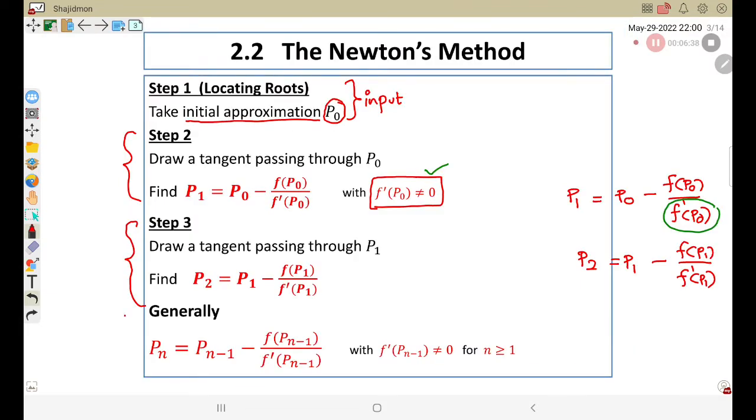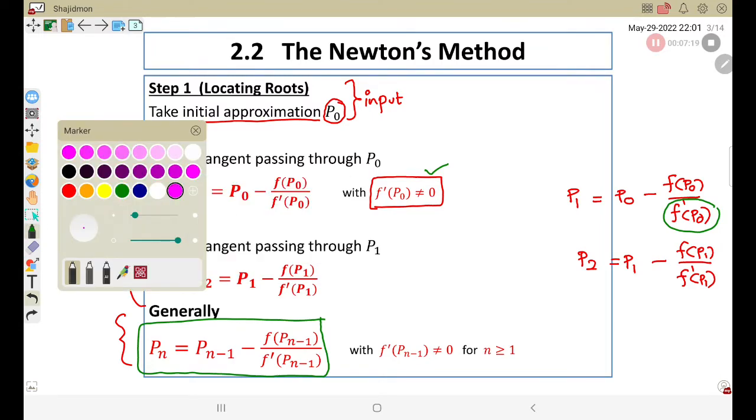Okay, so generally how can we write the rule? Pn equals the previous number Pn minus 1, minus f value at Pn minus 1 divided by f dash value at Pn minus 1, provided that f dash of Pn minus 1 should not be equal to 0, for n greater than or equal to 1. So this is the general rule in Newton's method.